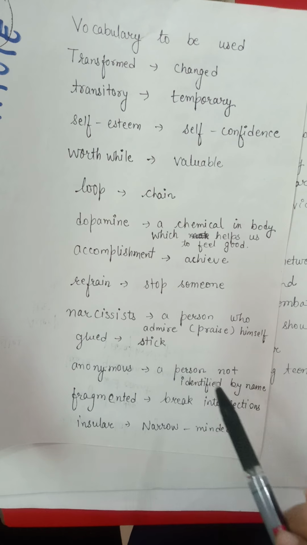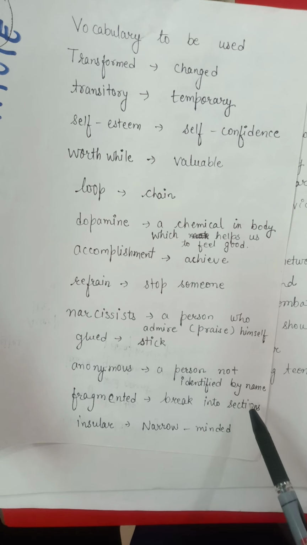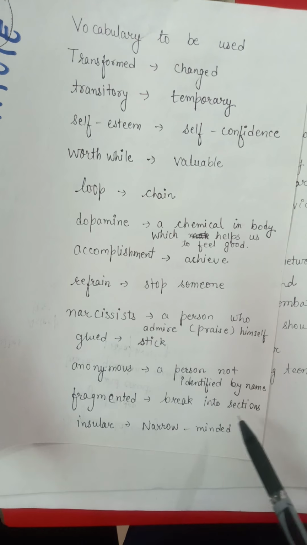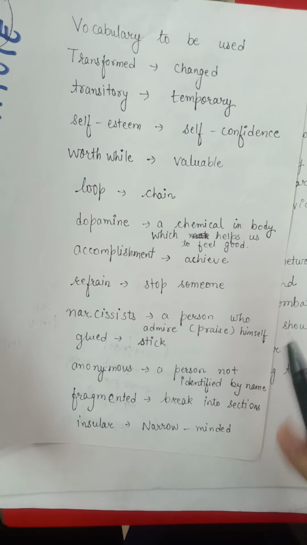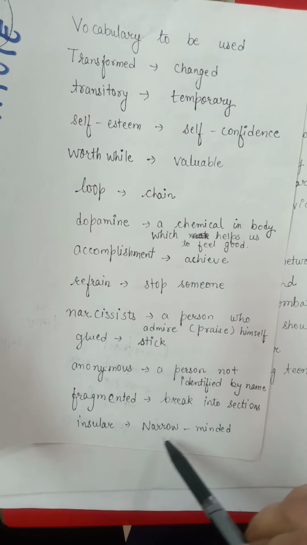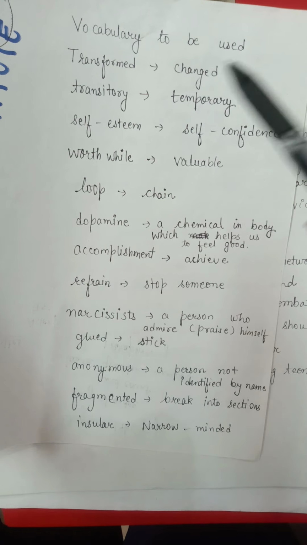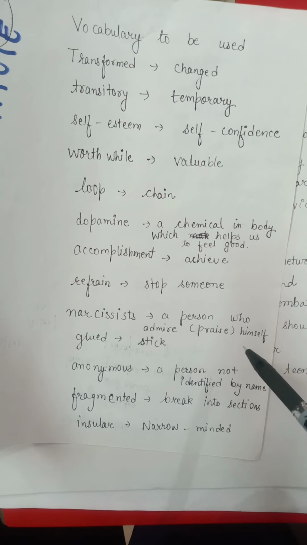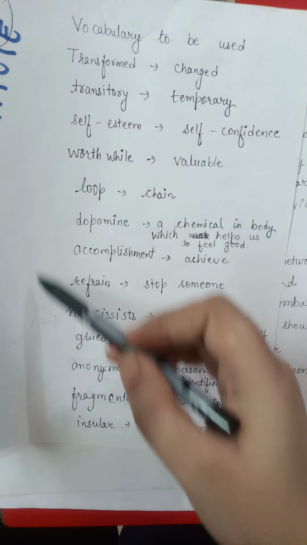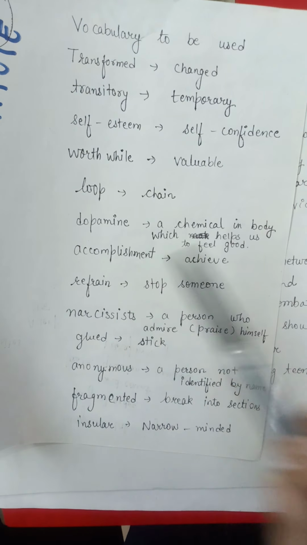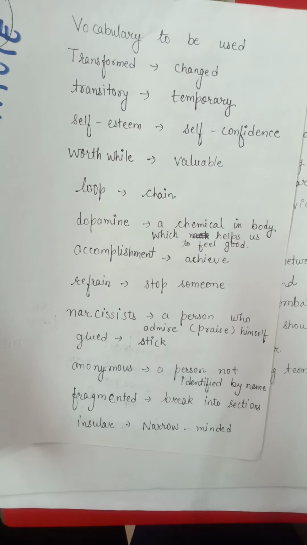Anonymous, a person who is not identified by any name, means unknown person. Fragmented means broken into sections, separate, and insular is narrow-minded. For scoring 8 bands or more than that, you need to write impressive vocabulary, and that must be related to the essay only. So note it down.